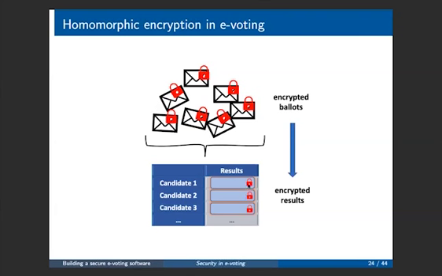We will have a result for each one of the candidates. And in the end, once the election is over, is when we will be able to just decrypt this final result for each one of the candidates. Therefore, we are not decrypting each individual ballot, but we are just going to decrypt each one of these final results per candidate.